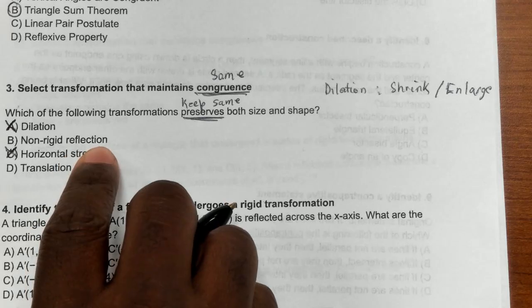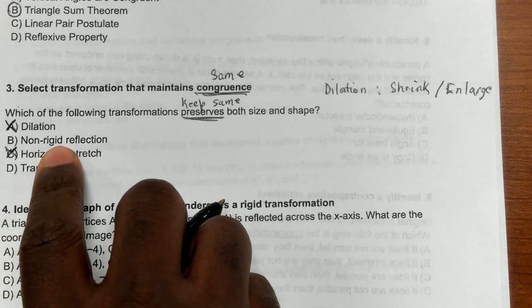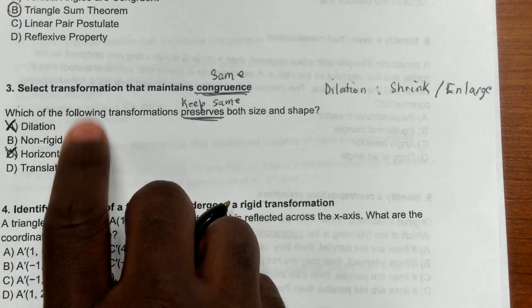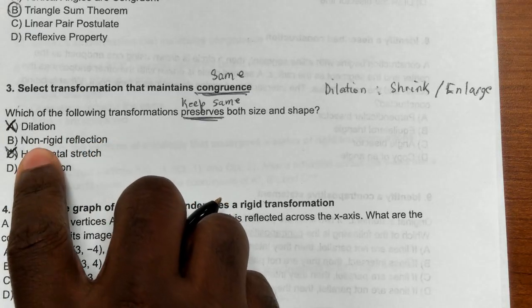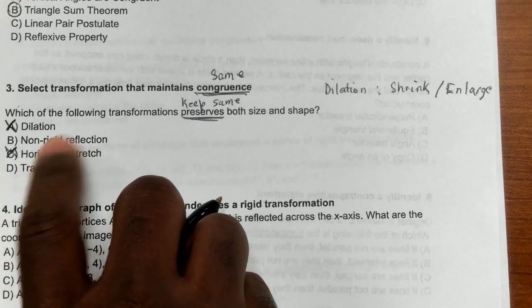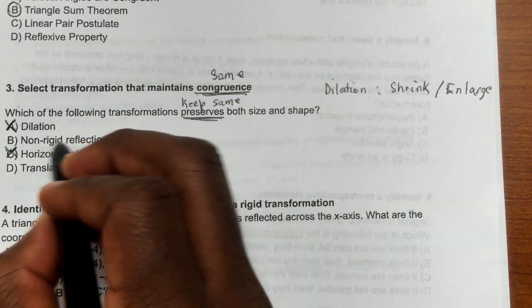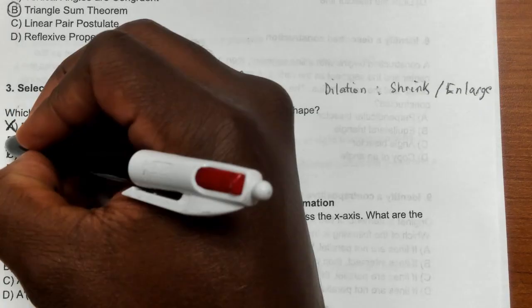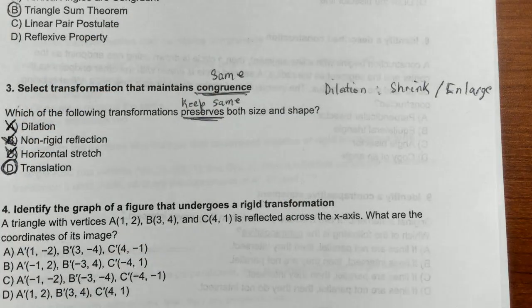Translations and non-rigid reflections are the only ones left, but rigid motions are translations, reflections, and rotations. Non-rigid is dilation. So a non-rigid reflection would actually include a dilation, so this one would be out. Reflection maybe keep it in, but non-rigid means that you're doing some type of dilation. So that would mean that this is out. So translation is the only one.